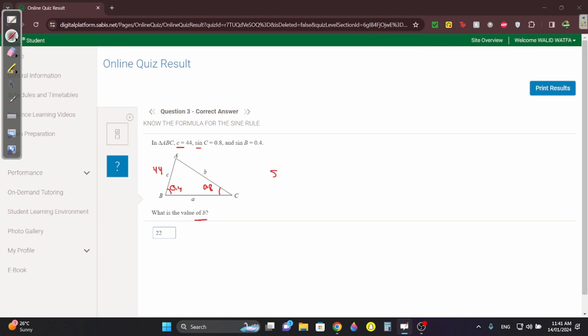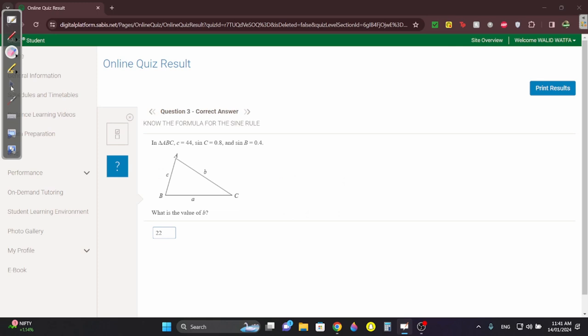Always know what's given and what we want. I told you, always use what they're looking for first. They're looking for side B, so you use angle B. So sine B over B equals, what do we have given? C, right? So we use angle C now. Sine C over C. Now substitute. Sine B is given to us, 0.4. We want side B, so we don't know it. Sine C is given to us, 0.8, and side C is given, 44. Cross multiply and B is 22.